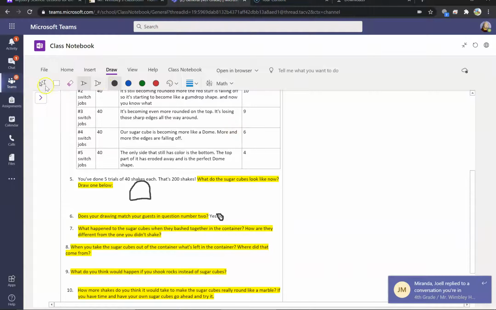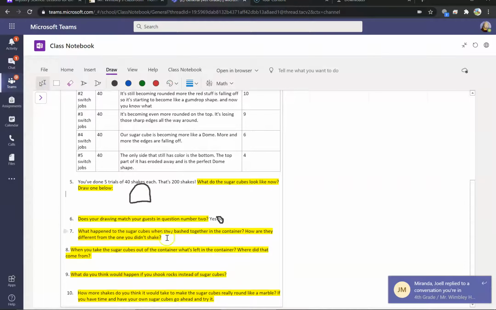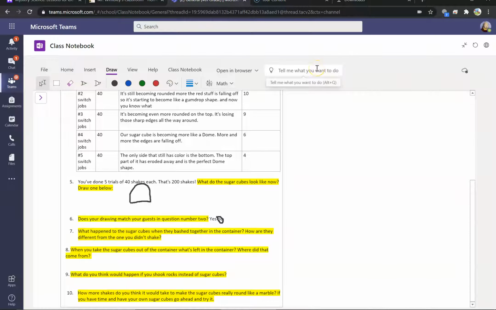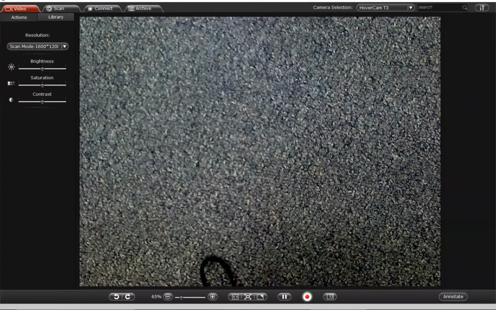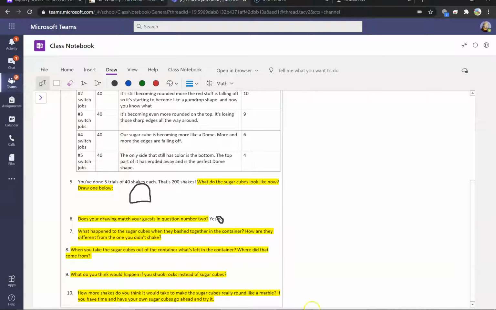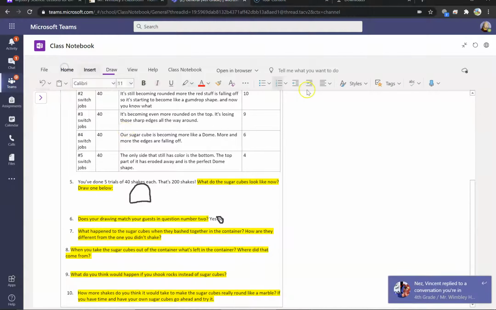Now our next part says, what happened to the sugar cube when they got bashed together in the container? And how are they different from the ones that you didn't shake? Well, here's the one that I didn't shake, so let's look at it. And you'll notice that one has lots of edges still. So, what do we notice about it? I'm going to use my speaking.